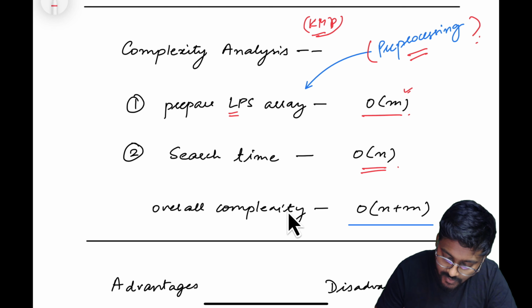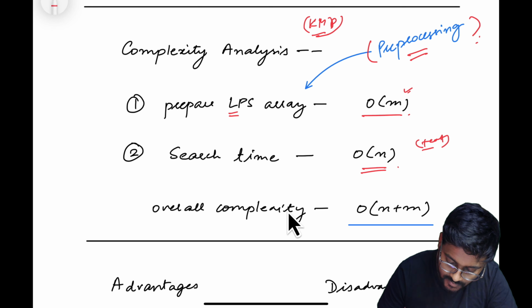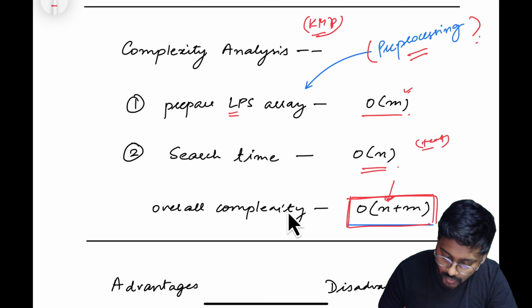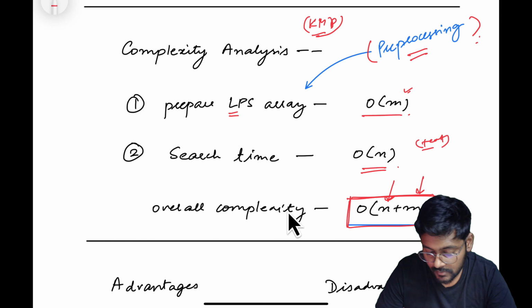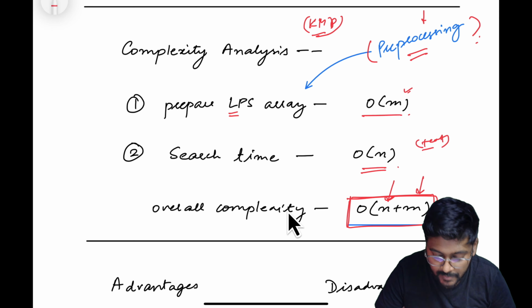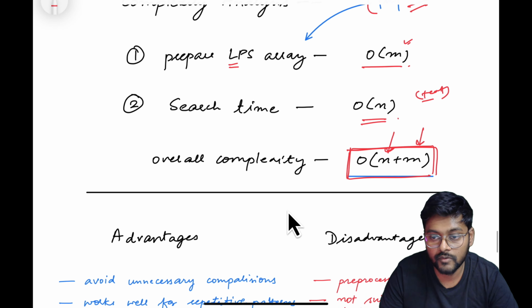Search time is order of n, which is the length of the text. Length of text, length of pattern. Overall, it is order of n plus m, length of text plus length of pattern. In short, it's a linear operation, linear time complexity, but we have some pre-processing that we have to do before we start matching.